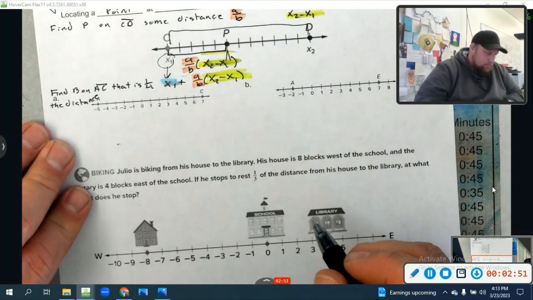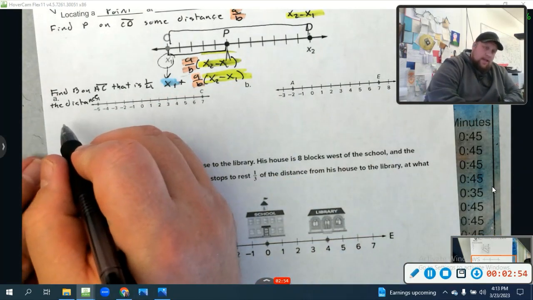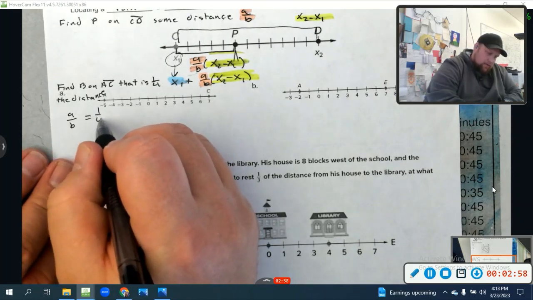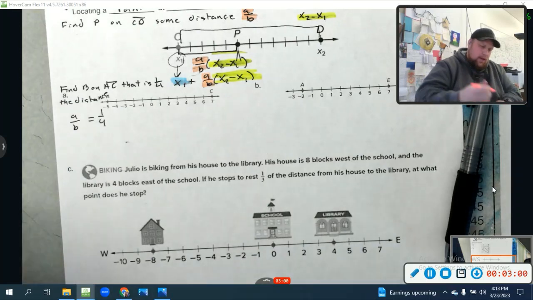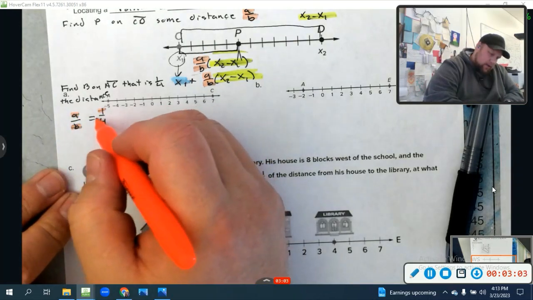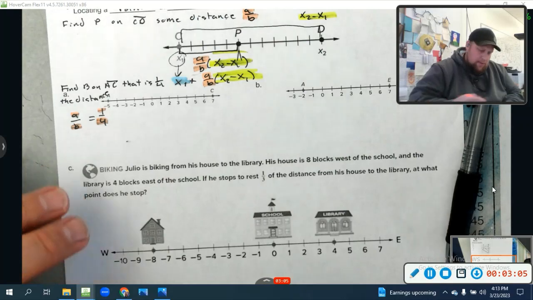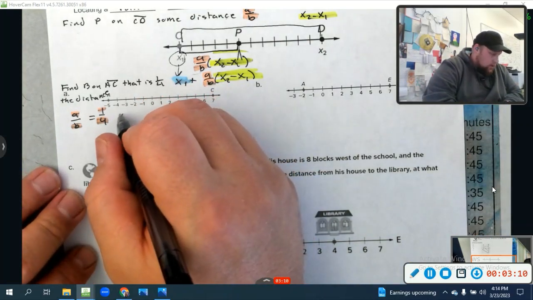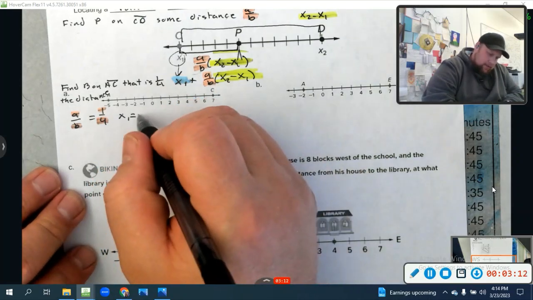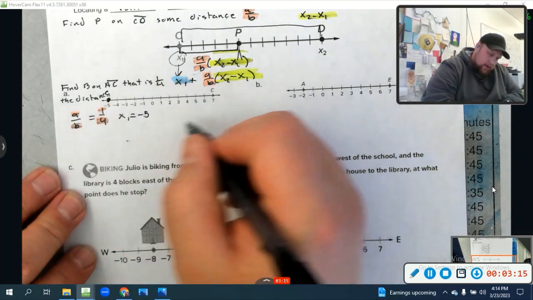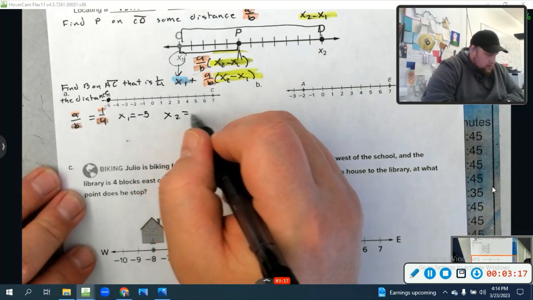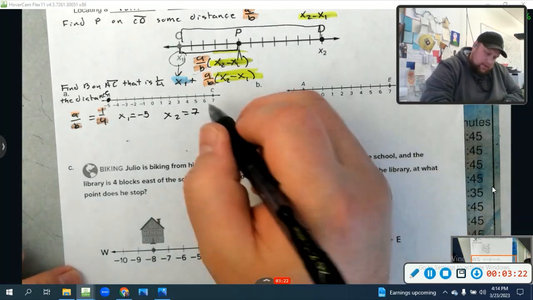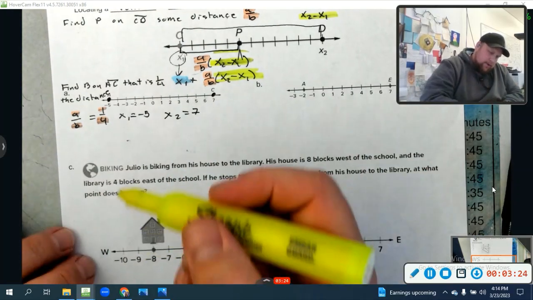Okay? So to do this, first of all, let's identify our parts. My A over B equals 1/4. Boom. Color coding is coming in clutch right now. And then my x1 equals what? -5. We see it right here. And my x2 equals 7, which again we see right here. It's those endpoints, right?